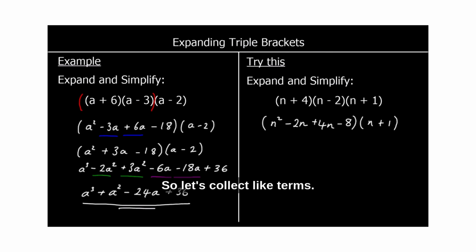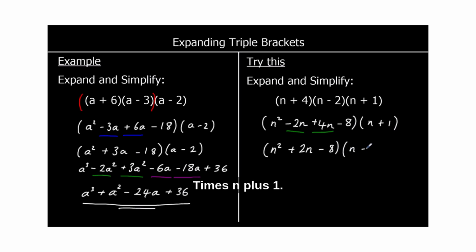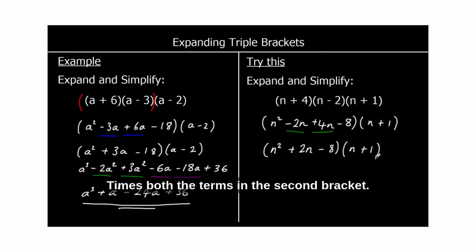So let's collect like terms. In our first bracket, we've got negative 2n plus 4n, which is 2n. So that's n squared plus 2n minus 8 times n plus 1 now. So now we're going to expand and simplify again. It's going to be n squared times both the terms in the second bracket, 2n times both the terms in the second bracket, and negative 8 times both the terms in the second bracket.